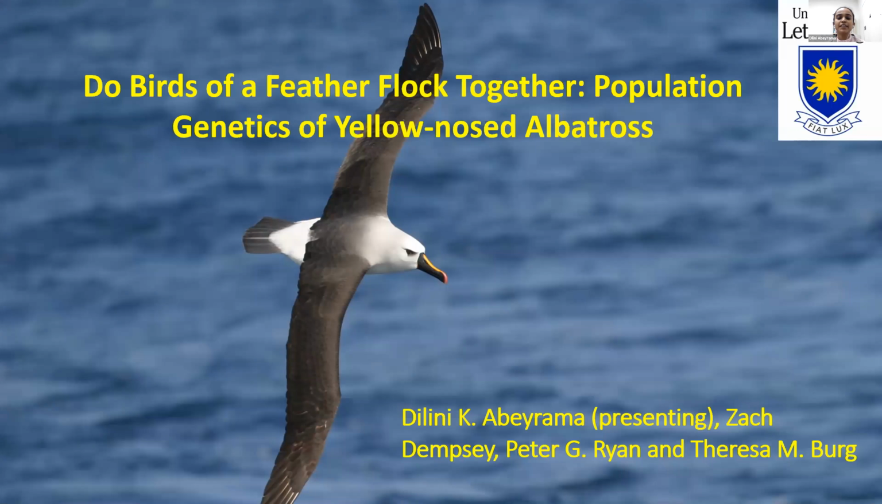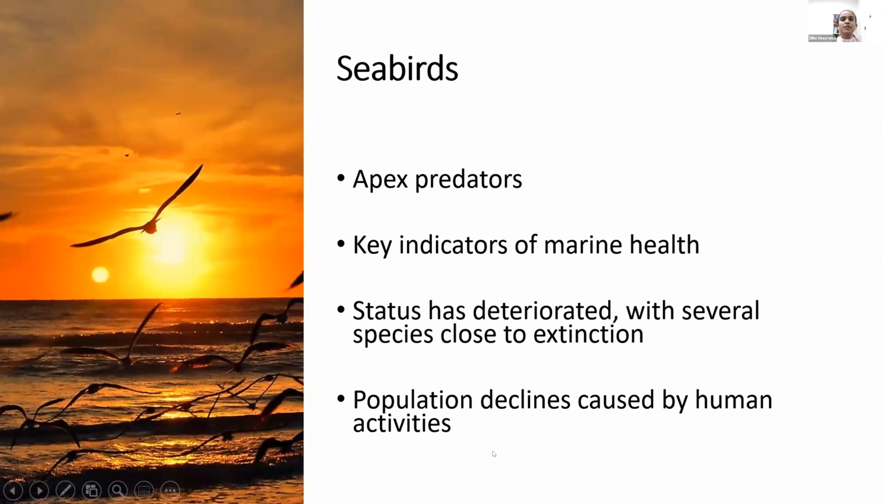Good afternoon, everyone. I'm Dilini Aberama, and I'm here to present our research on two birds of a feather flock together, population genetics of yellow-nosed albatrosses. So seabirds are important. Why do we think that seabirds are important? Because seabirds are apex predators in the marine environment, and also they are key indicators of the marine health around the globe. But unfortunately, during the past few decades, the status of the seabirds has deteriorated, and most of the species have come close to extinction.